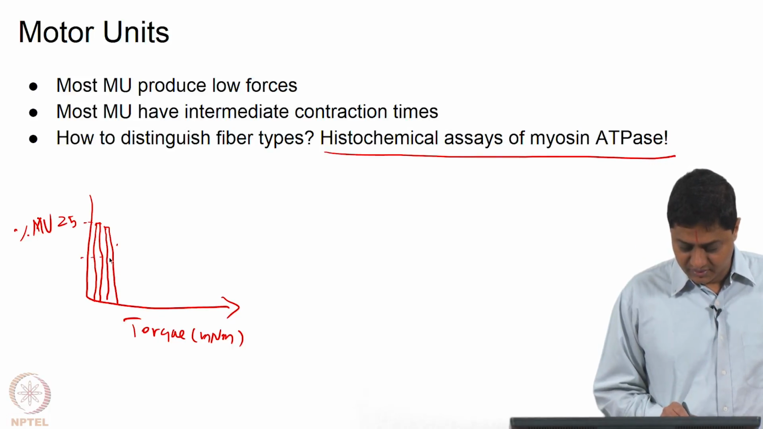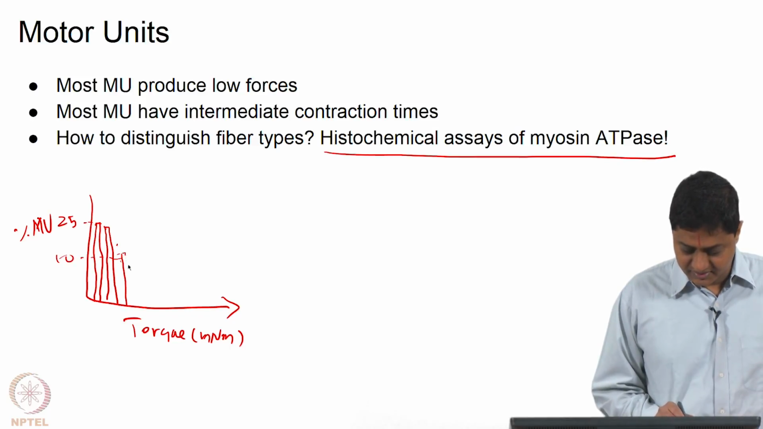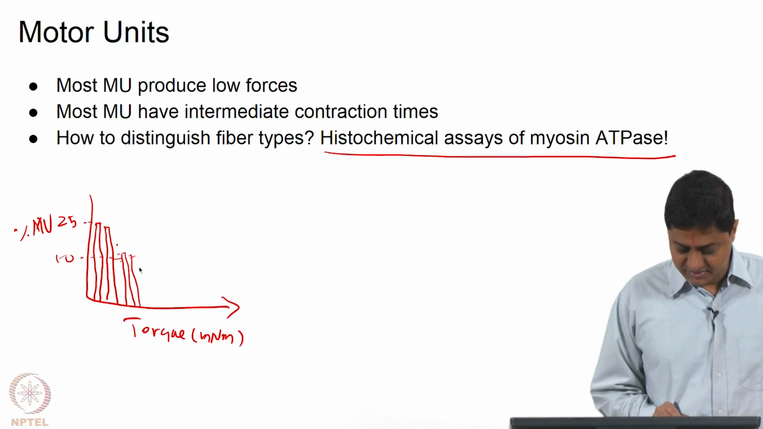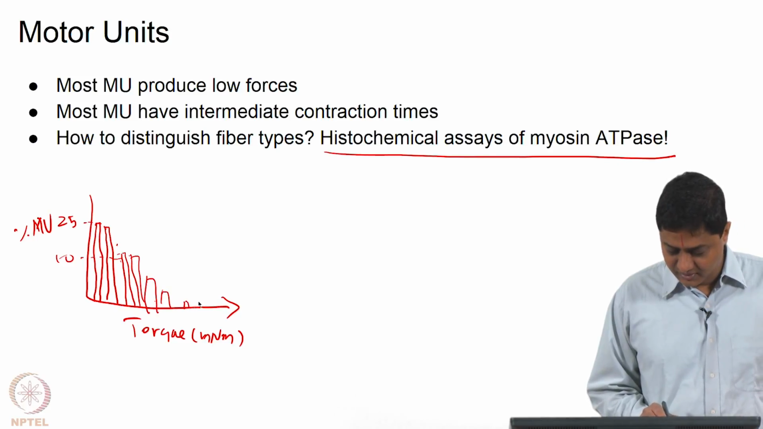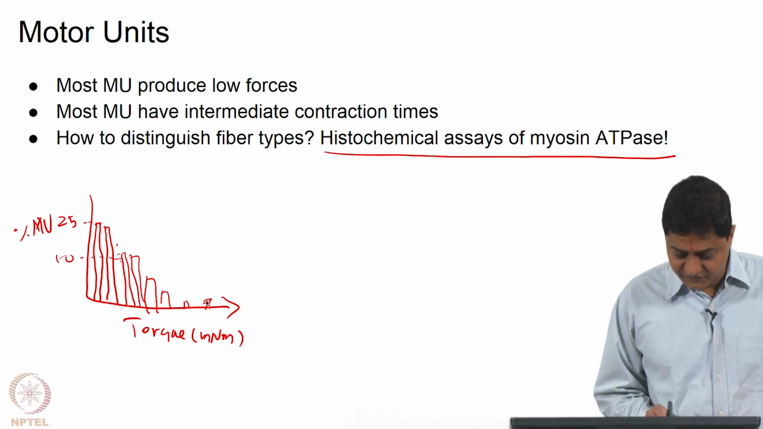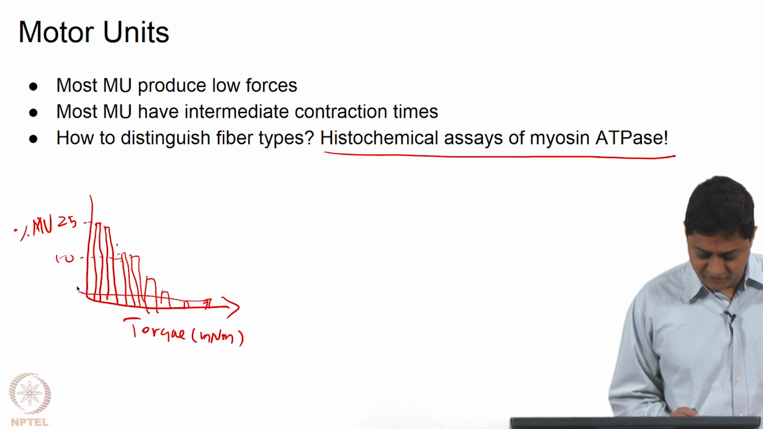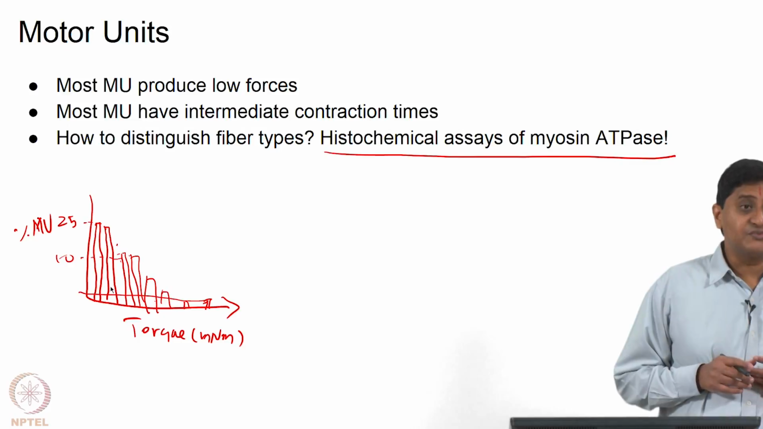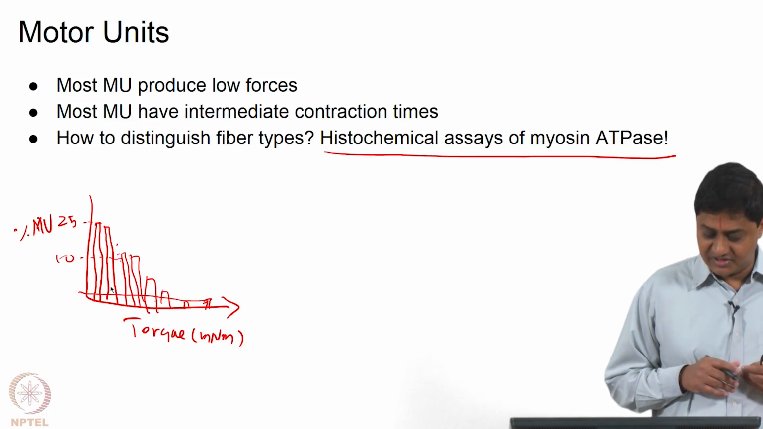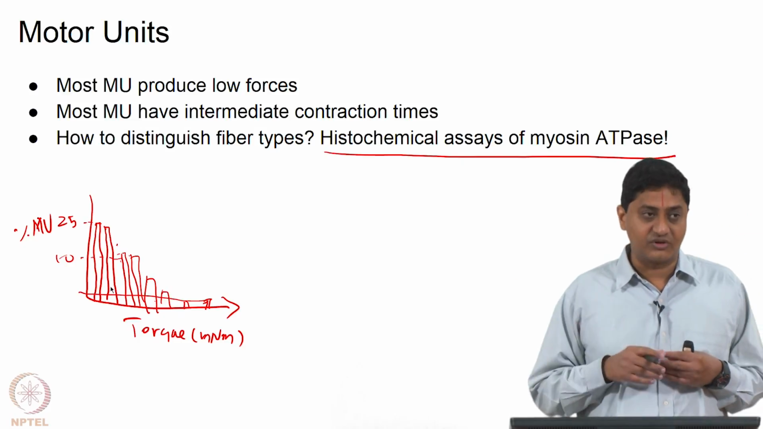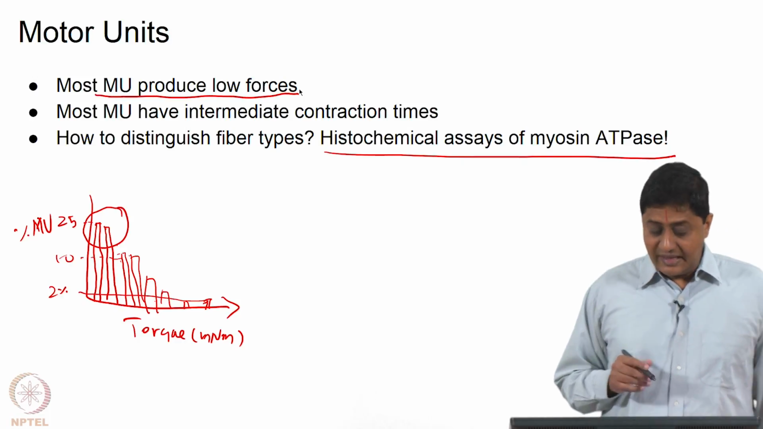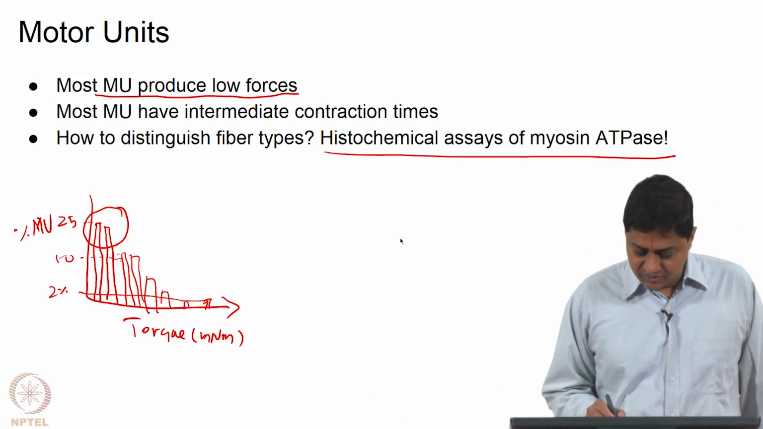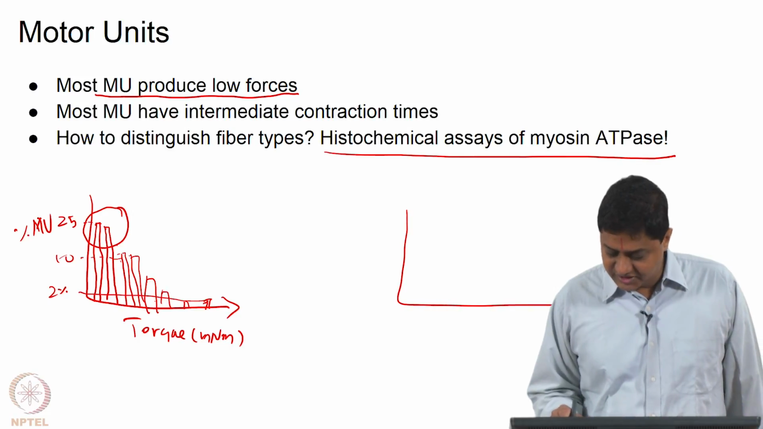Then, say if this is 10 for example, there is going to be one that is like this, and this reduces after some time. That means there is a very small number of motor units that produce a very large amount of force. Most motor units produce low forces. Then suppose I were to have a similar curve for contraction times.